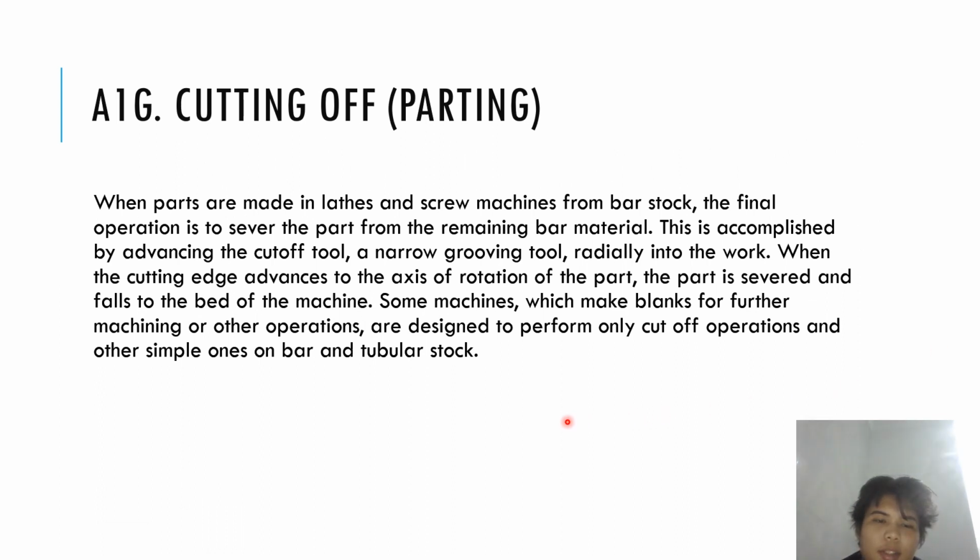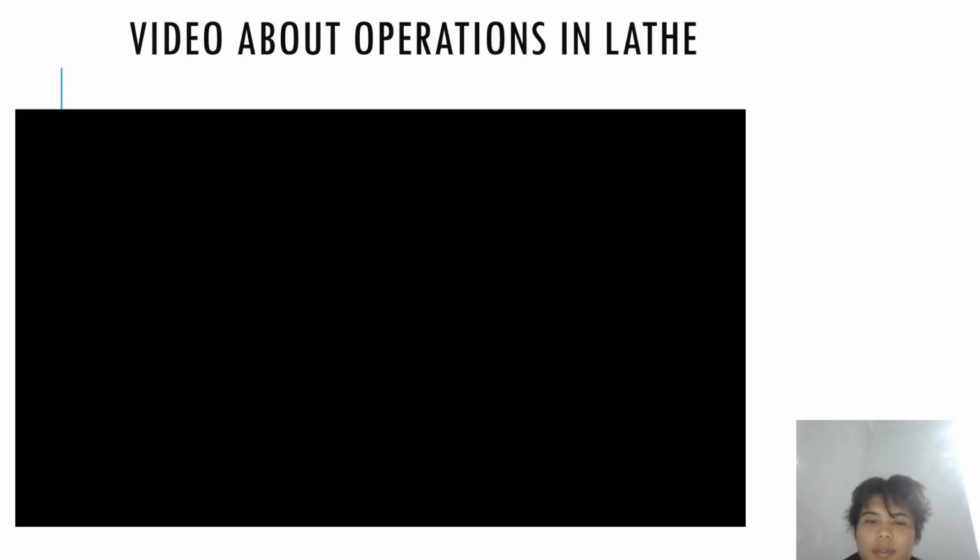Cutting off is parting, when parts are made in a lathe or screw machine from bar stock. The final operation is to sever the part from the remaining bar material. So that's cutting off. So I have a video about what we can do in a lathe.